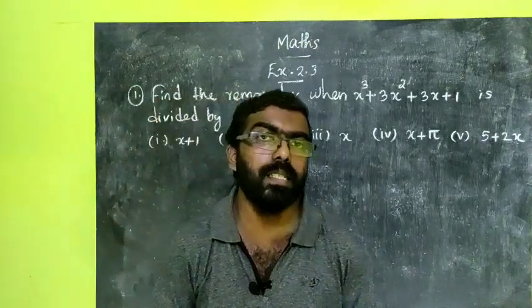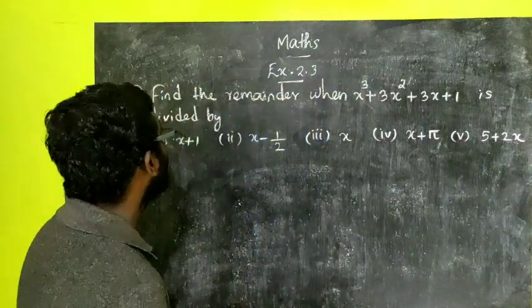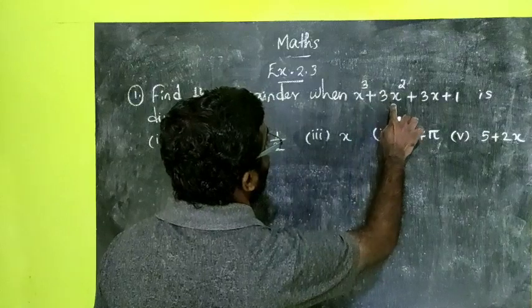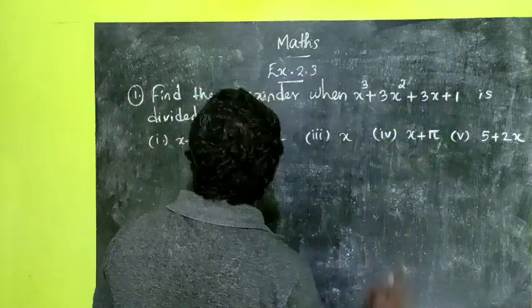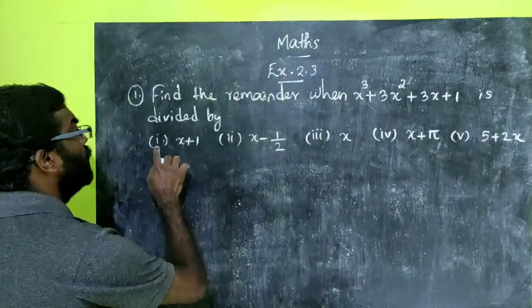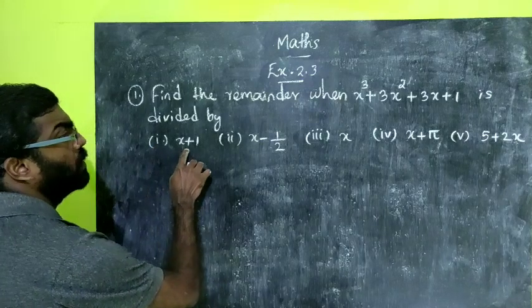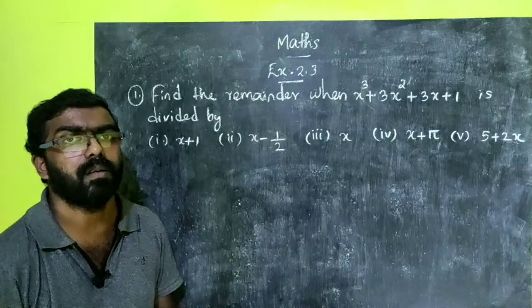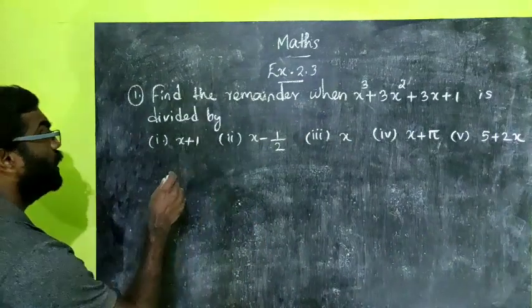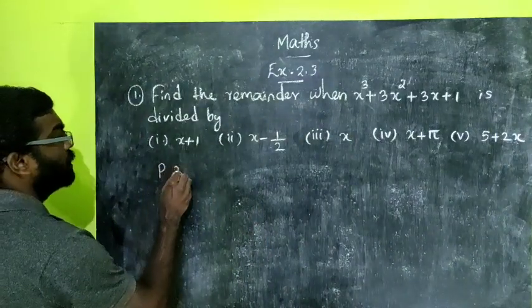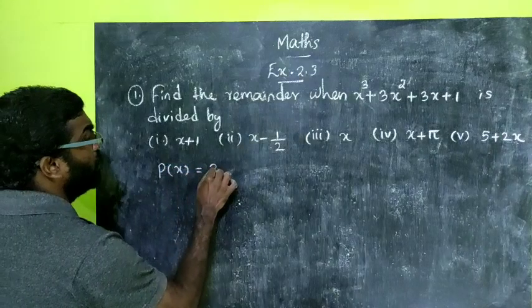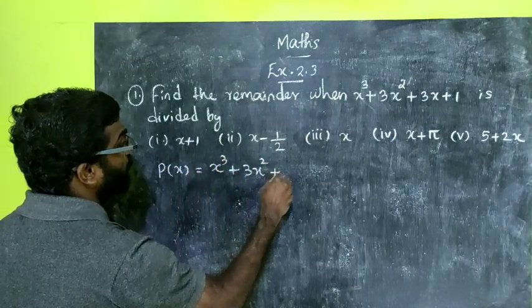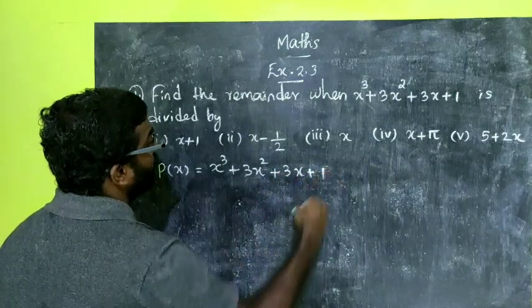Now we move on to exercise 2.3. Here the first question is, find the remainder when x cube plus 3x square plus 3x plus 1 is divided by, first sub question, x plus 1. There are 5 sub questions. We can discuss one by one. So let us take the polynomial as p of x. P of x is equal to x cube plus 3x square plus 3x plus 1.